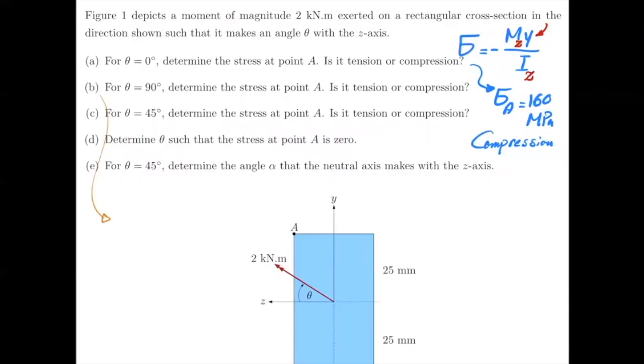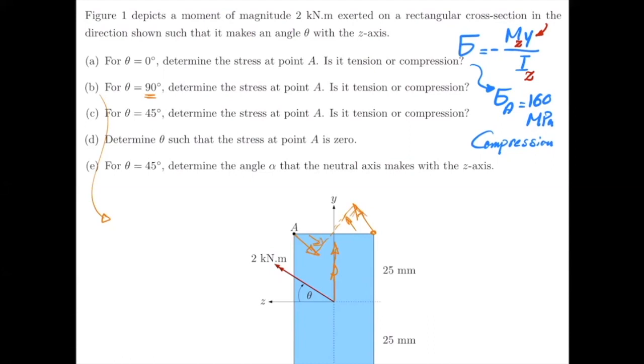Now for part B, you are asked to do the same thing, but now assume that theta is 90. So if theta is 90, then your moment would be like that. Now, if your moment is like that, and if you use your right-hand rule, it tells you that it basically pushes this point inside and it pulls point A outside. So you would expect a stress distribution which looks like this. So basically at point A, you would expect a tension, you would expect a plus sign.